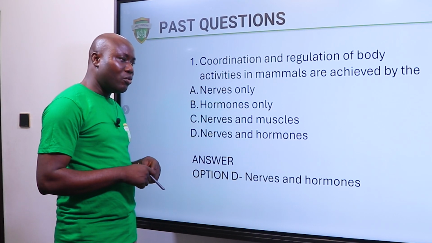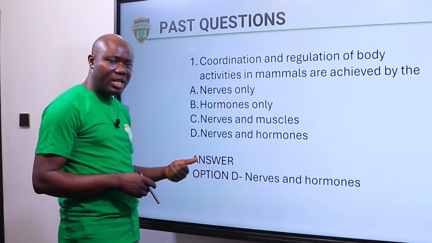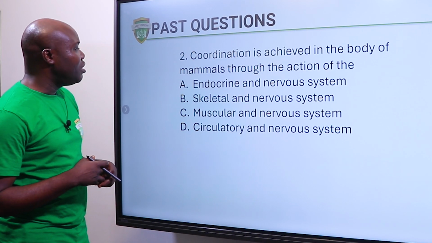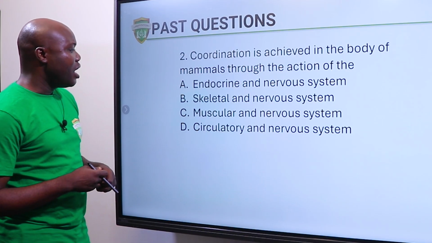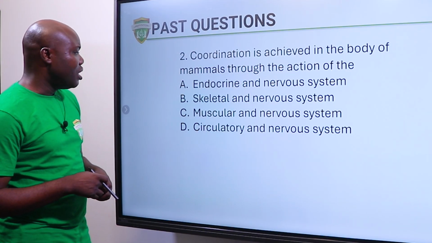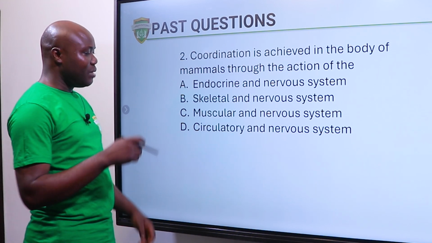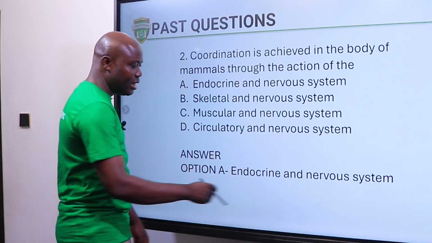Why? Because we have hormonal responses, that is this, and these are electrical, the nerves. Then we have coordination is achieved in the body of mammals through the action of endocrine and nervous system, skeletal and nervous system, muscular and nervous system, circulatory and nervous system. I told you earlier, it is this one, A. Yes, endocrine and the nervous system.